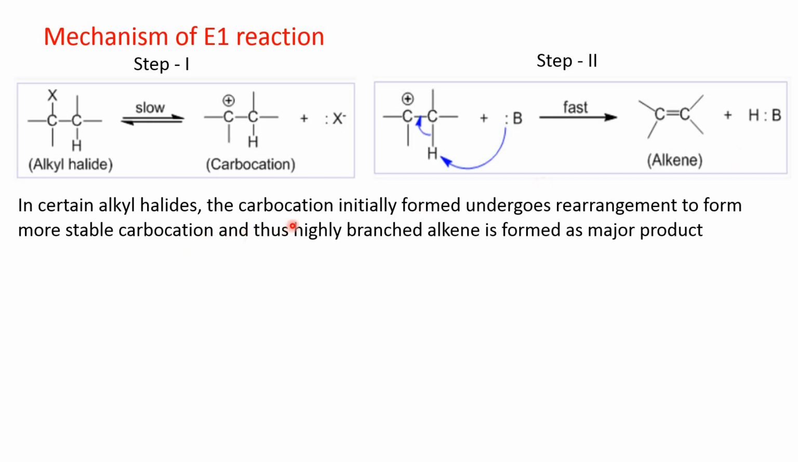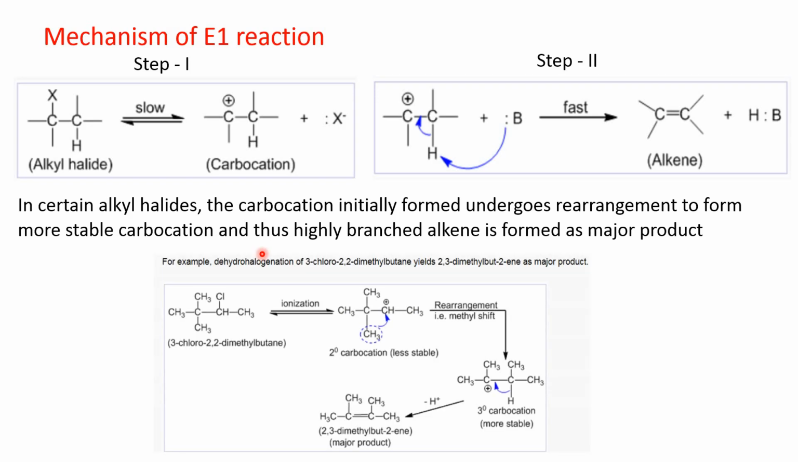Now, in certain alkyl halides, the carbocation initially formed undergoes rearrangement to form the more stable carbocation, and thus the highly branched alkene is formed as the major product. See here. In this molecule, when ionization occurs, this carbocation is formed. This is a secondary carbocation, and then this methyl group or alkyl group migrates from here to here. So the carbocation is formed at this carbon atom, which is a tertiary carbocation, that is more stable. So it undergoes rearrangement to form the more stable carbocation, and the product is formed as per this tertiary or more stable carbocation. So this product will be obtained.